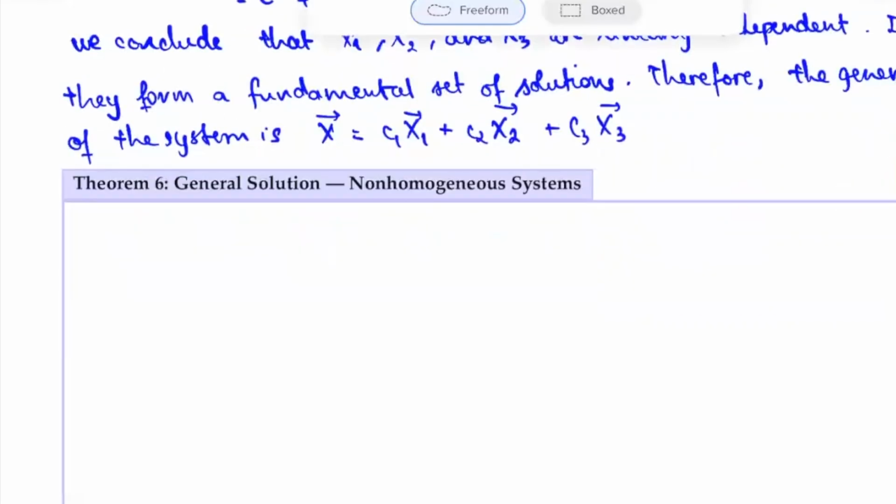Now we're going to move on to the next theorem for the general solutions of a non-homogeneous system. There should be two types of solution in the general solution. The first one is the complementary solutions, or the homogeneous solutions, corresponding to the homogeneous system. And the second type is the particular solutions for the non-homogeneous part. Okay, so let xp be a given solution of a non-homogeneous system.